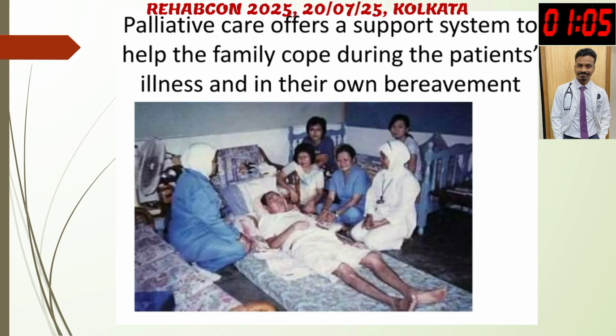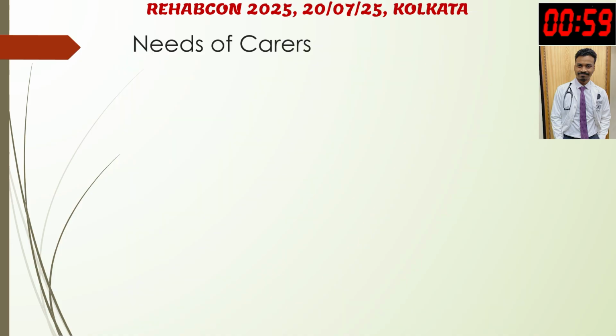Okay. Palliative care offers a support system to help the family cope during the patient's illness and in their own bereavement. So it's not just the patient's need, but also the carer's need. So we need to think about that also. First, the carer is taking care of the patient the whole time. Day in and day out, they are taking care for 24 hours. They might have left their own job to take care of the patient. So the suffering of the patient also makes them suffer. So we have to take care of that.